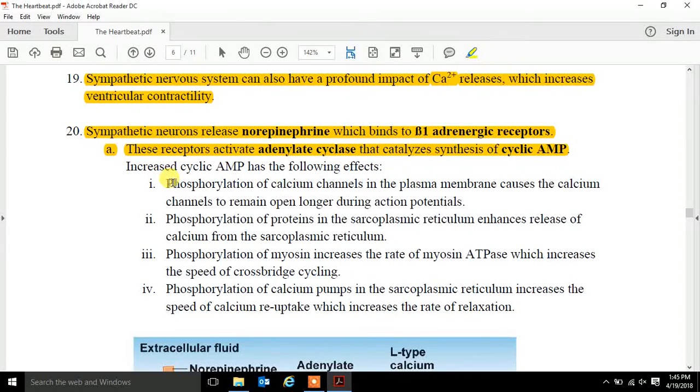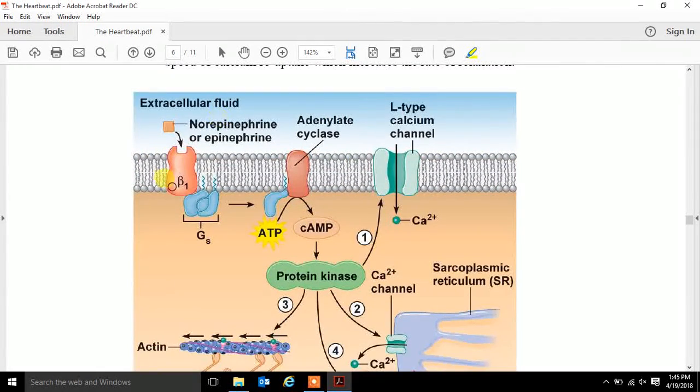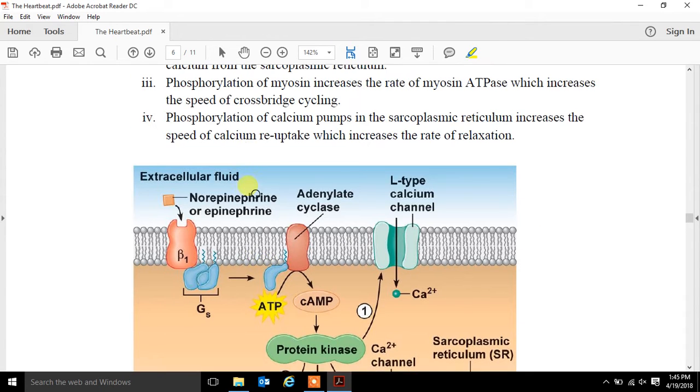So first is phosphorylation of calcium channels, which causes the calcium channels to remain open longer during the action potential. More calcium, increased force of contraction. So again, I'm going to slide up and down here. So norepinephrine, here's our beta-1 receptor, here's our G protein. That G protein activates adenylate cyclase, gives us cyclic AMP. And first step, the L-type calcium channel is going to help keep that open. So we get influx of calcium into, this is, again, the ventricular myocyte, not the SA node.